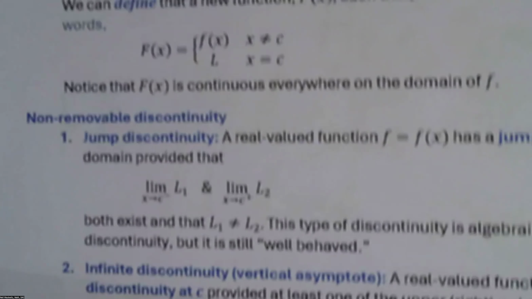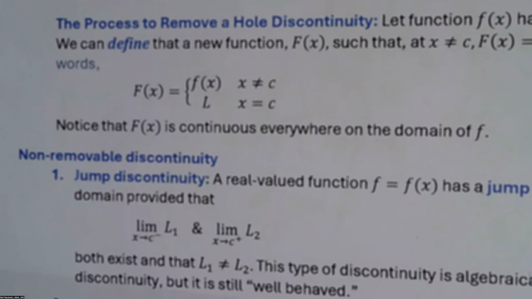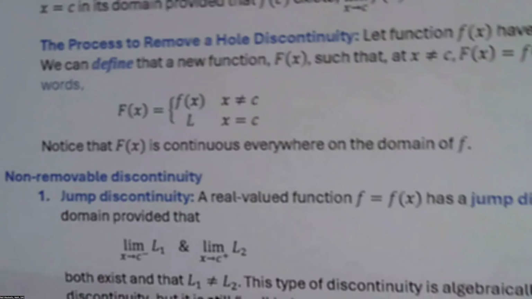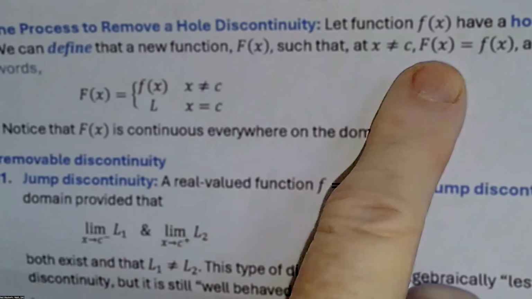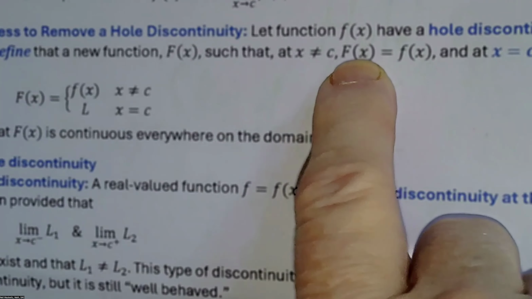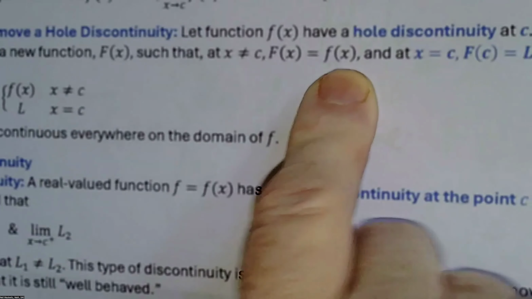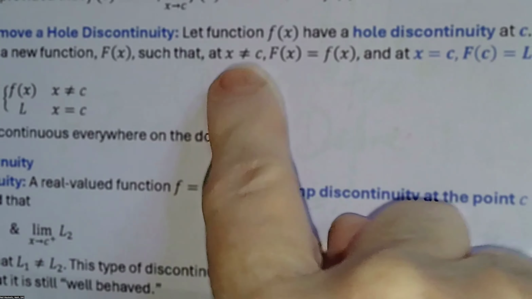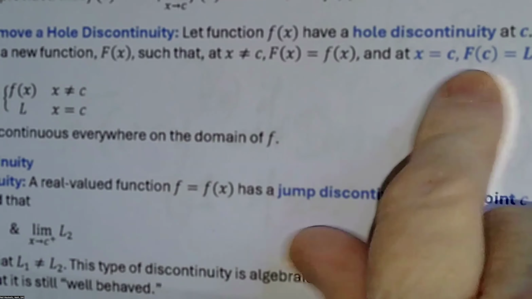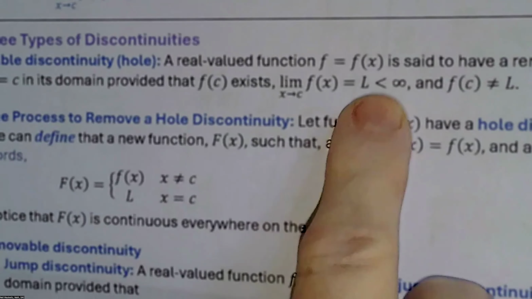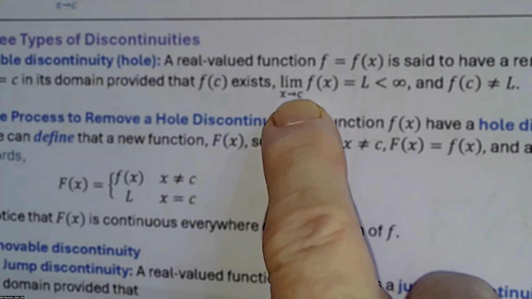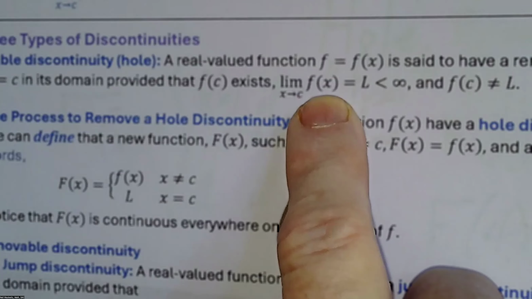So this is the process of removing a hole discontinuity. Just that you let capital F of x equal little f of x, except at x equals c, and at x equals c, you let F of c equal L, where L was the limit as x approached c of little f of x.